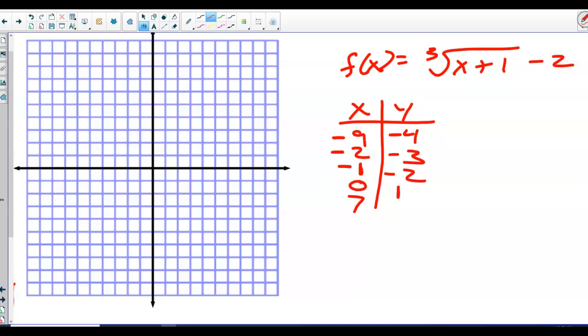I'm sorry, 1 minus 2 is negative 1, excuse me. And then 7 plus 1 is 8. The cube root of 8 is 2. 2 minus 2 is 0. Your cube root graph will look much more like this.